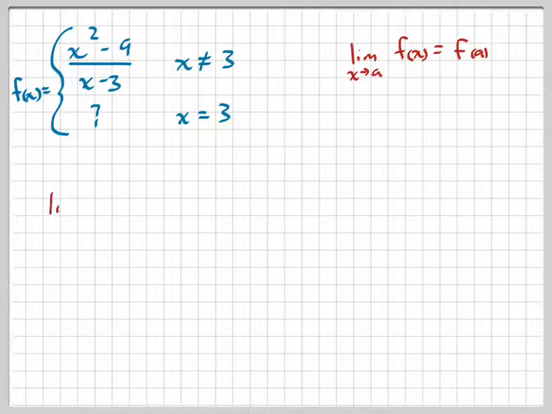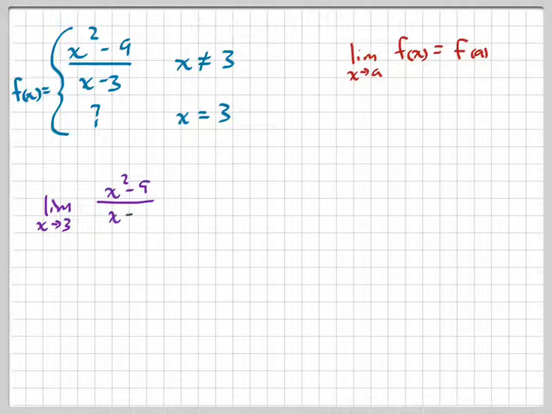So we're going to go limit. As x approaches 3, I need to know what this function, x squared minus 9 over x minus 3, is doing as we get closer to 3. Because I can't plug in 3 to see what it equals.